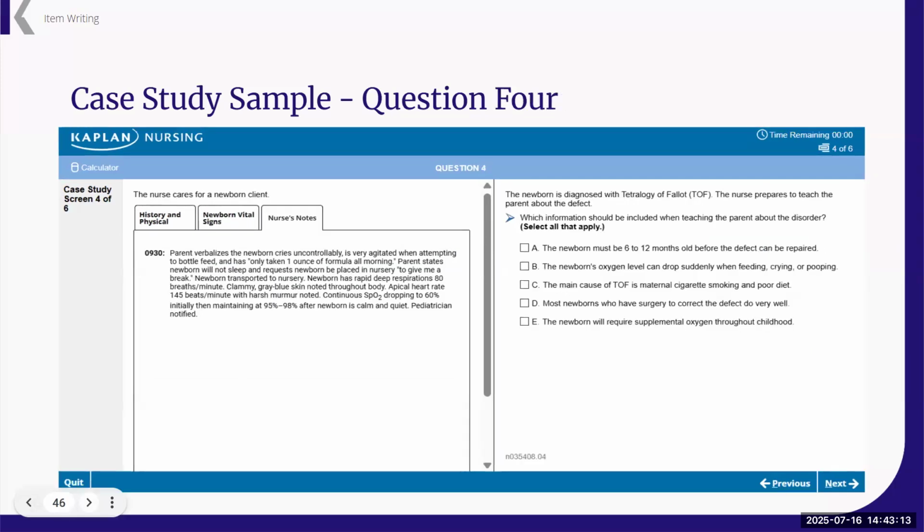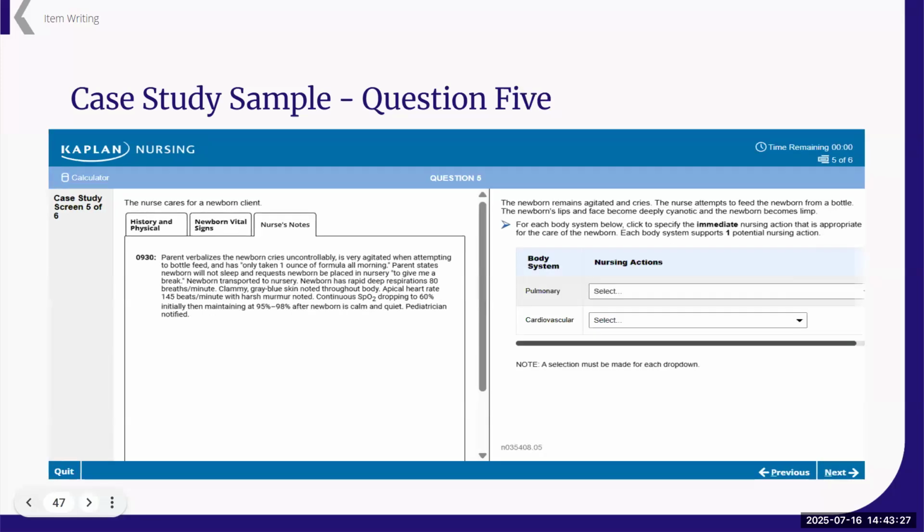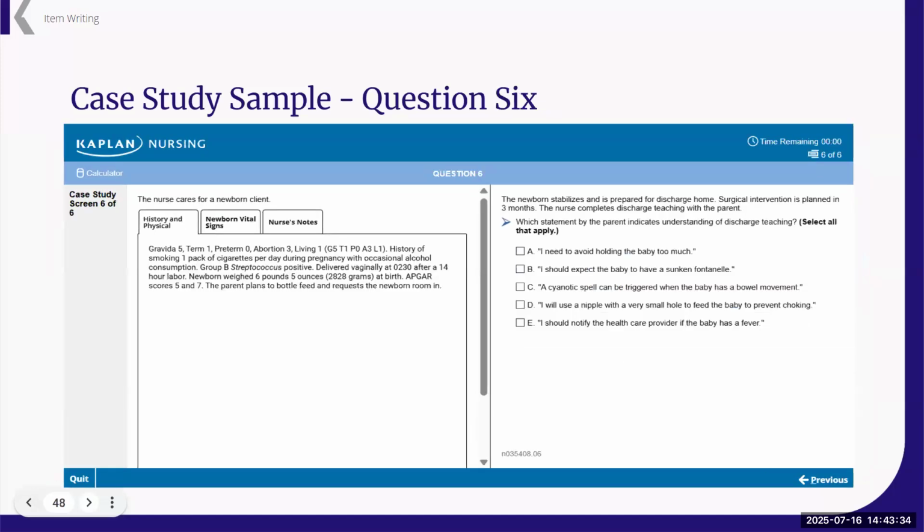Now, question 4, to generate the solutions. Which nursing intervention is indicated or not indicated? In this case, the nurse is teaching, and the question is a select all that apply. The case study continues to unfold, and the learner is asked to take action. Finally, evaluation of outcomes. In this case, was the discharge teaching effective or ineffective?